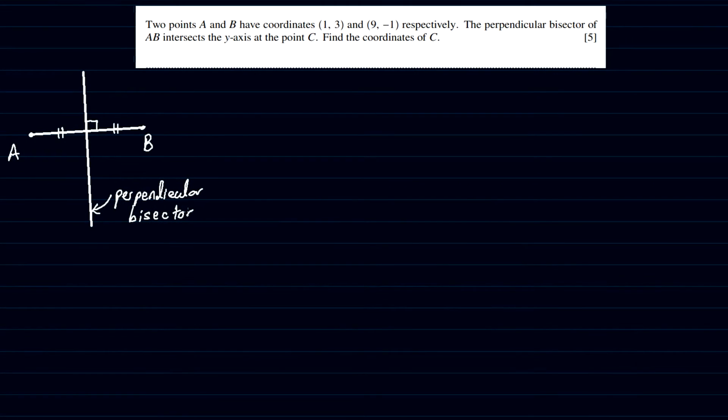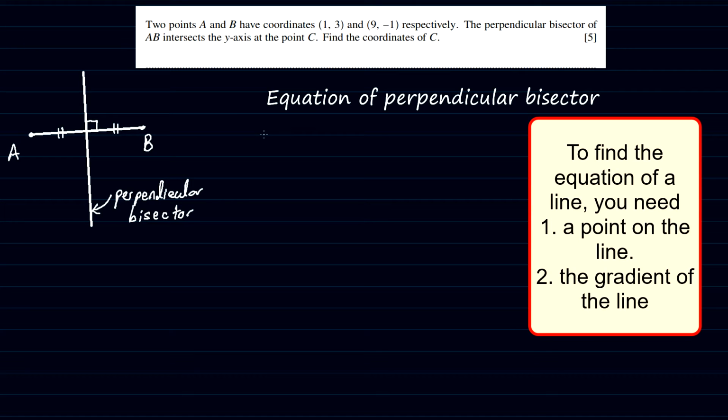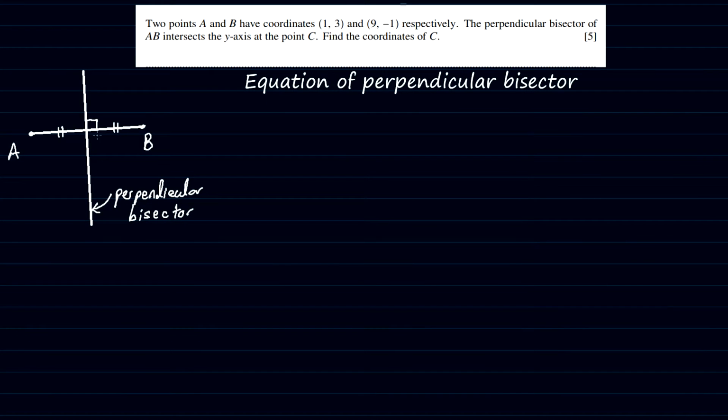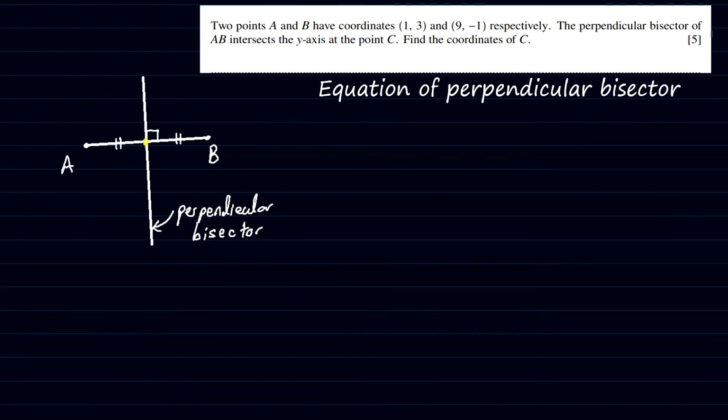Now once we have this, in order for us to work this question out, we're going to first look at finding the equation of the perpendicular bisector. Remember, we said in order for you to find the equation of a line, you need a point on the line and you also need the gradient of the line. Let's start with working out the point on the line. Now, a point on the perpendicular bisector would be this point here, which happens to be the midpoint of AB.